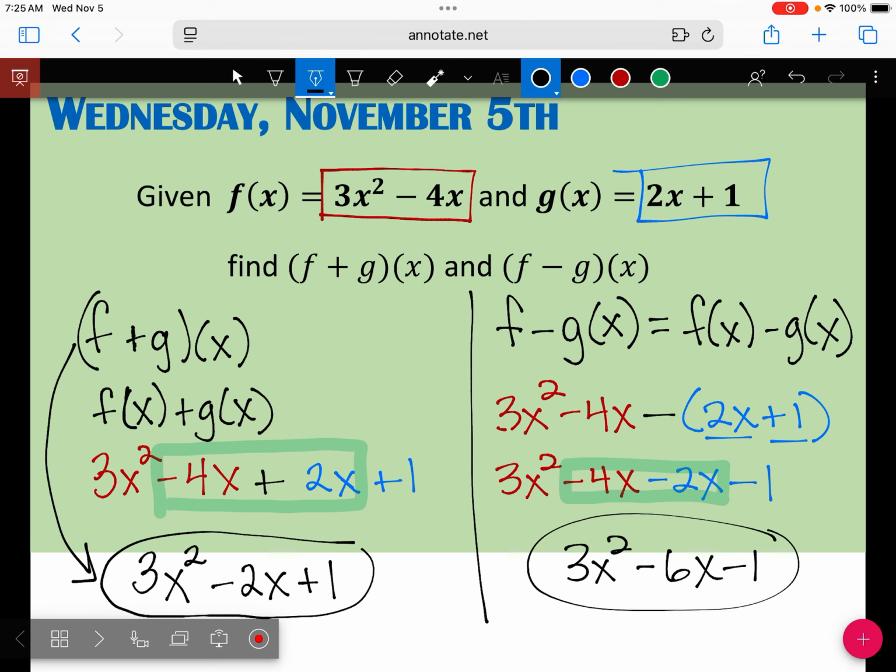All right, so now let's go to our notes. We did addition, we did subtraction. Now we're going to move on to multiplication. So in your note packet, go to page 4.